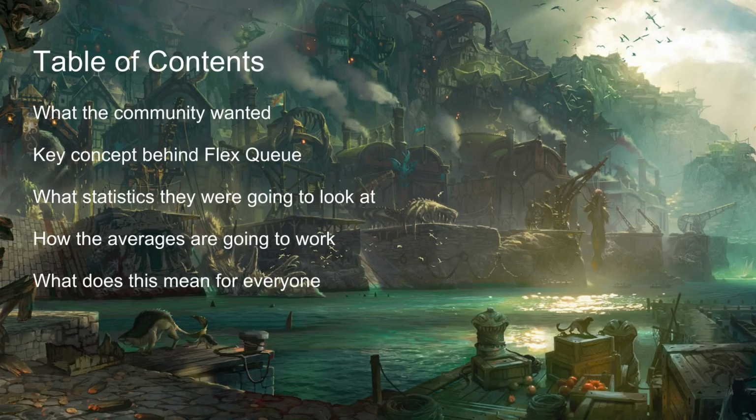So the things I'm going to be talking about are what the community wanted. Each of these is a slide. Then the key concepts behind FlexQ, what statistics they were going to look at, and how the averages are going to work. Right, so this is Riot that we're talking about. And lastly, what does this mean for everyone else?